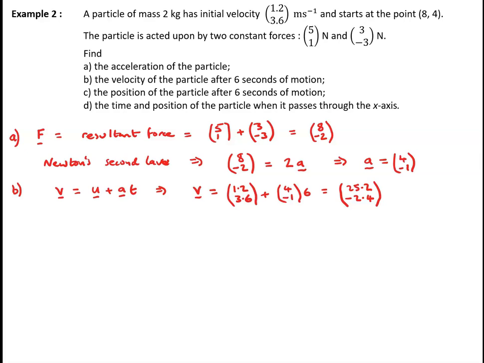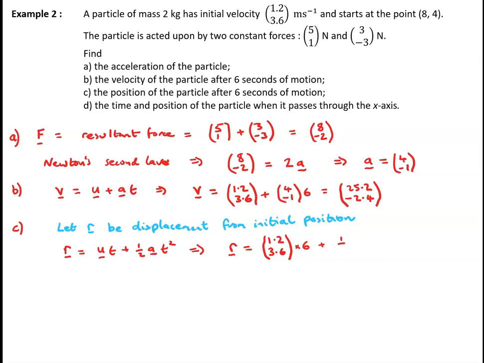The position of the particle after 6 seconds of motion is going to be found by first of all finding the displacement from its initial position. So using the equation r equals ut plus a half at squared, we can say that the displacement during the 6 seconds of motion is the vector (1.2, 3.6) times 6 plus a half of the vector (4, -1) times 6 squared, which gives me (79.2, 3.6).